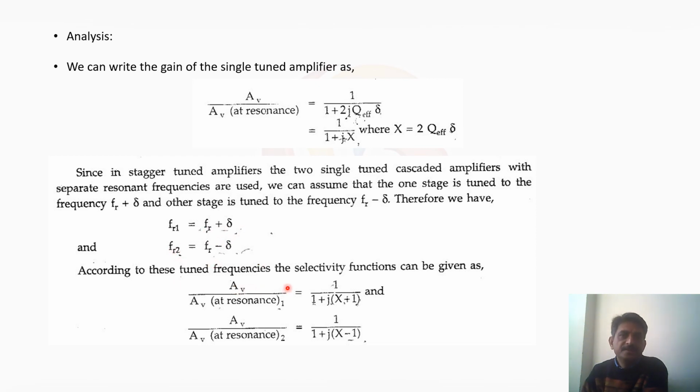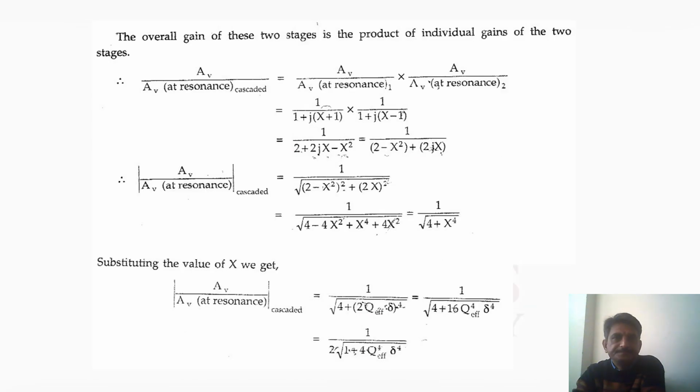According to these two frequencies, the selective function can be given as AV upon AV at resonance, that is 1 upon 1 plus j(x plus 1), and AV upon AV resonance is 1 upon j(x minus 1), so that the overall gain will be the product of two gains. Substituting the values and simplifying, substituting the value of x, we get 1 upon the square root of 4 plus (2 Q effective delta) raised to 4, and by solving we get 2 under root 1 plus 4 (Q effective into delta) raised to 4.